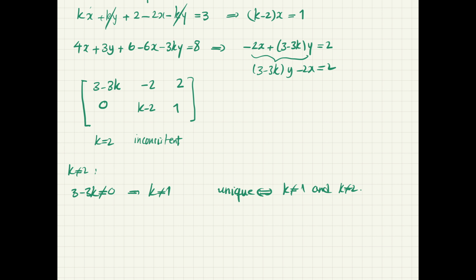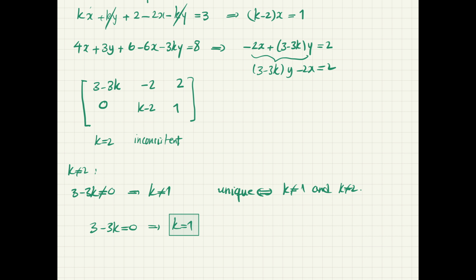But now that I am sure that k is not equal to 2, definitely I have one pivot here. But if I want to have infinitely many solutions, I need to have exactly one pivot, not more than that. Yes. So this means that this 3 minus 3k should be equal to 0. So this means that k should be equal to 1.